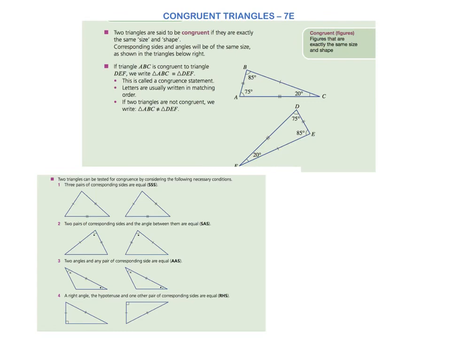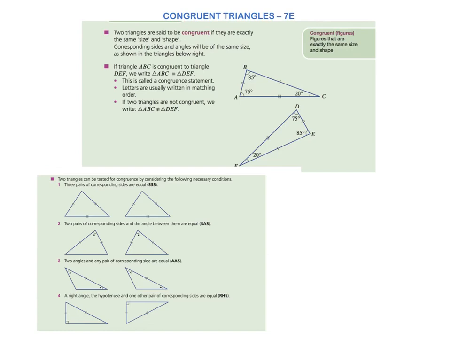So today we're looking at congruent triangles. Two triangles are said to be congruent if they are exactly the same, and that means they'll have the same size and shape. If they're the same size, that means the lengths of their sides are all the same, and also the angles are all the same.